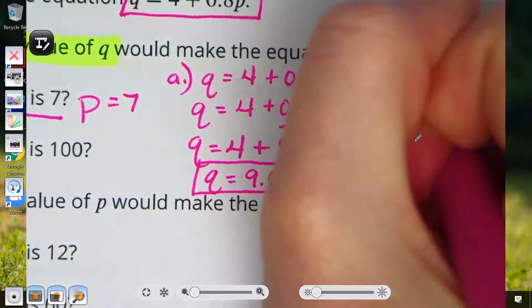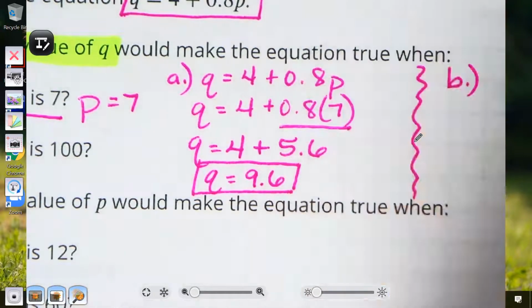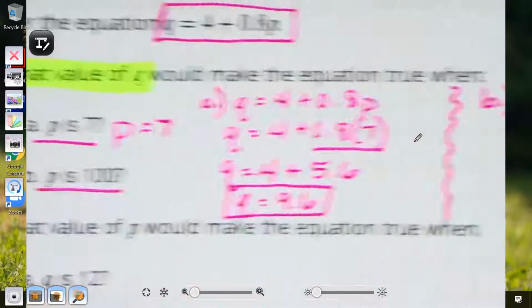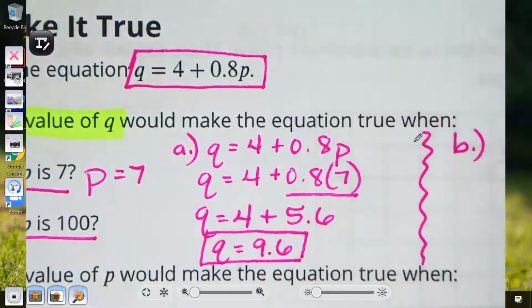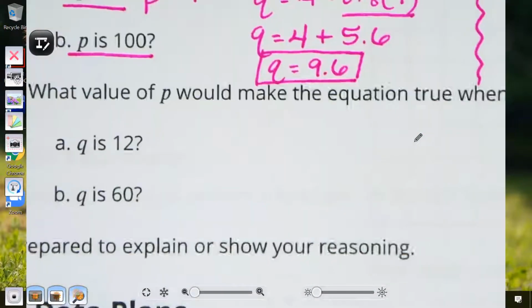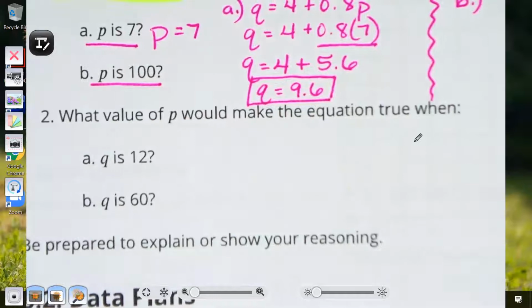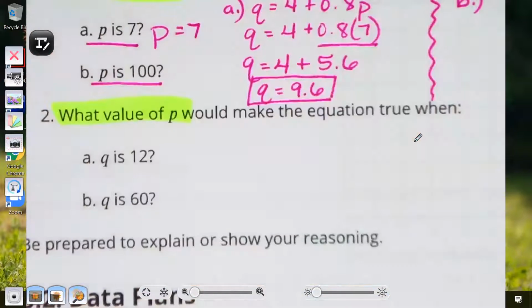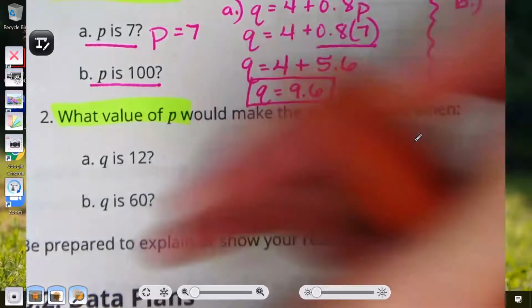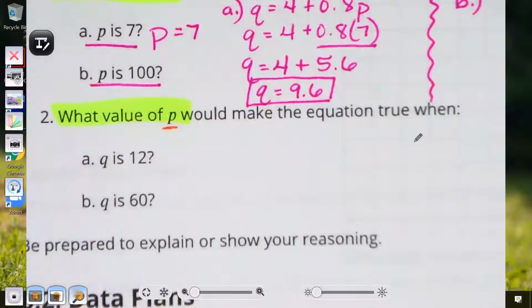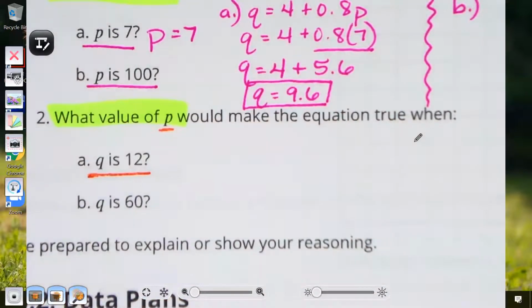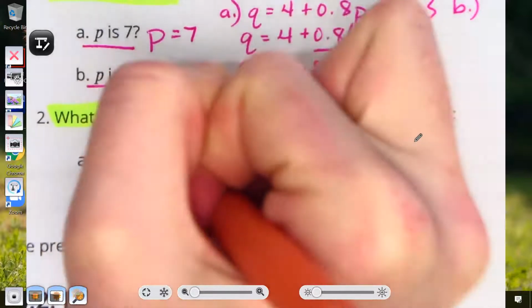Okay, so you are going to do the same thing on part B. All right, but they tell you that P equals 100. Now, before you start on that, let me go ahead and show you number 2 so you can do it as well during this time. So this time it says, what value of P? So what are we going to be solving for this time? We're going to be solving for P. Would make the equation true when Q is 12. Okay, so this time Q equals 12.